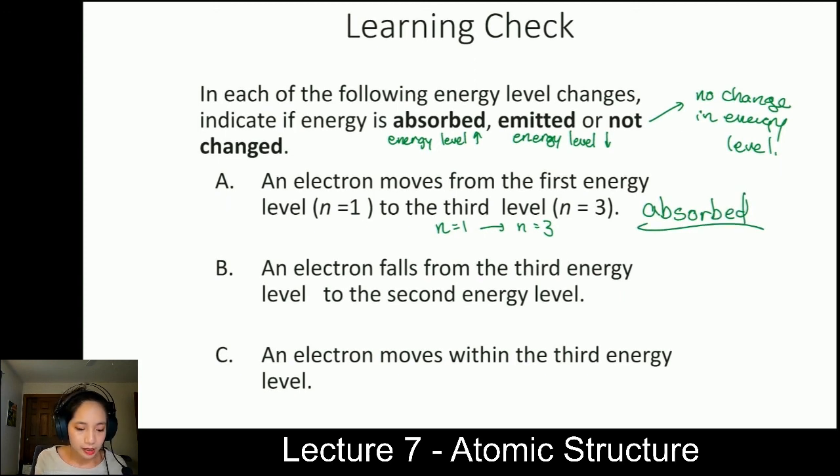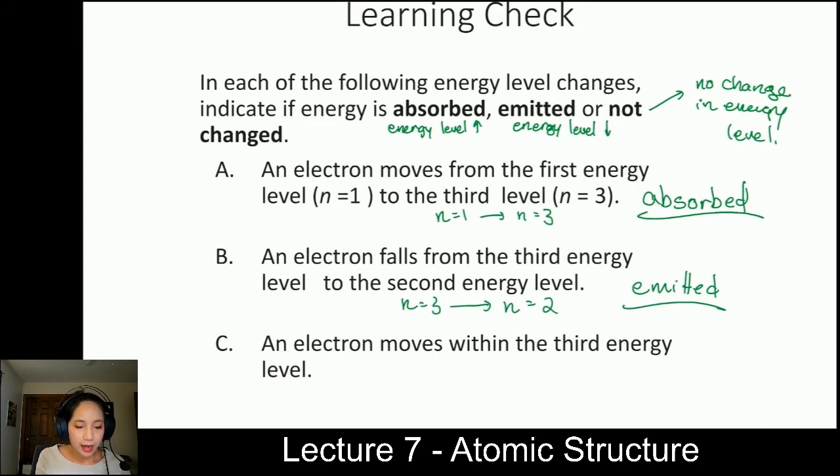Okay, and then the second one. An electron falls from the third energy level to the second energy level. So we're going from n equals 3 to n equals 2. So since that electron is falling to a lower energy level, this would result in an emitted photon.